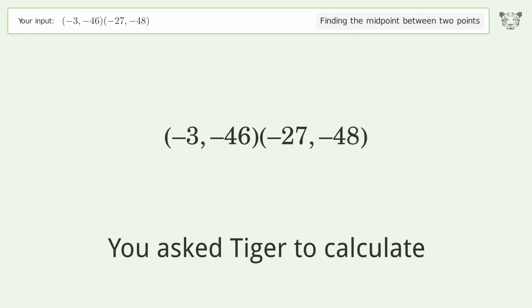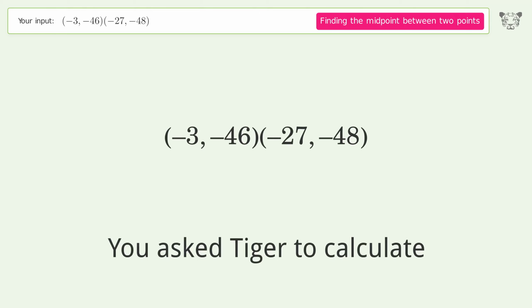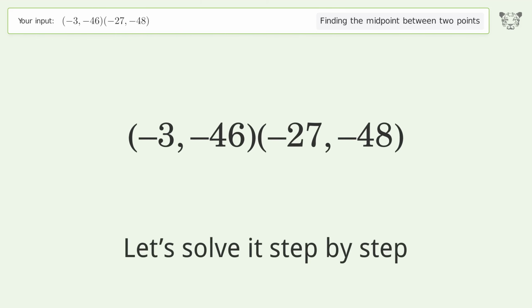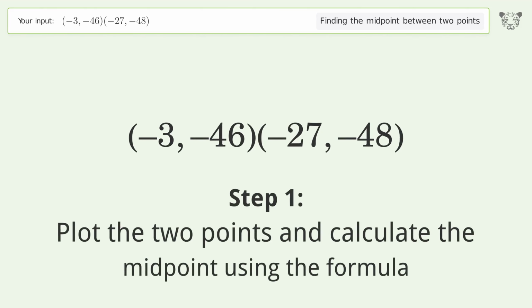You ask Tiger to calculate. This deals with finding the midpoint between 2 points. The midpoint between the 2 points is -15, -47. Let's solve it step by step. Plot the 2 points and calculate the midpoint using the formula.